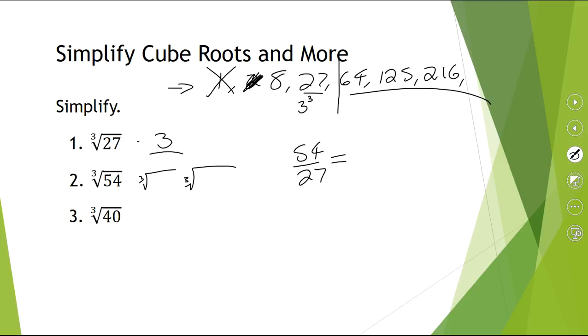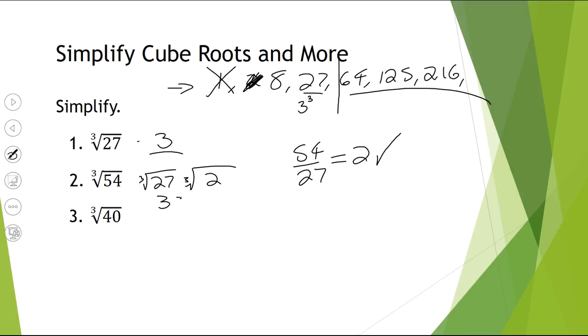If you do 54 divided by 27, you'll see, hey, it works out evenly. You get 2, so we're going to use the two numbers 27 and 2. 27 times 2 is 54, so that's why it works. When we simplify this, the cube root of 27 is a perfect cube, as we mentioned in number 1. That's just a regular 3.